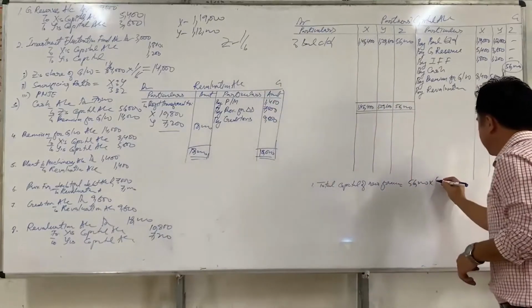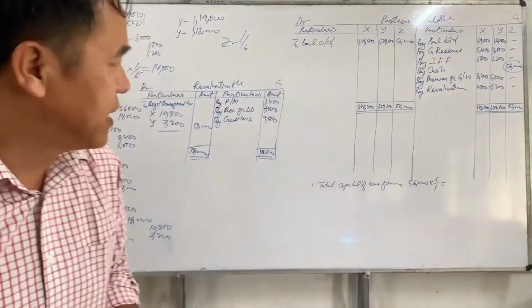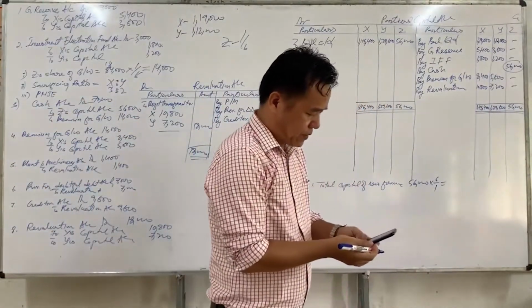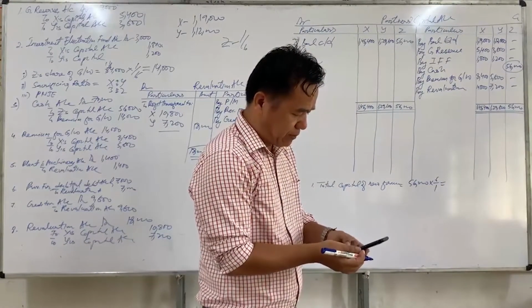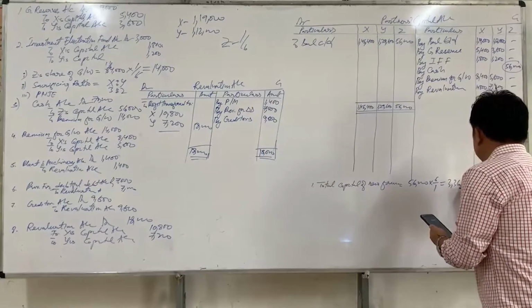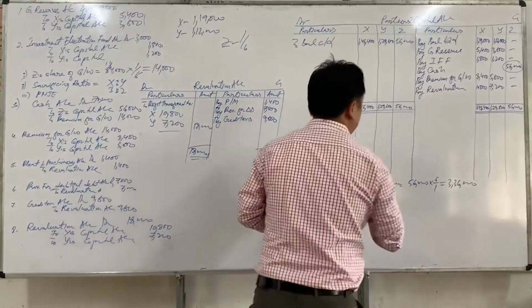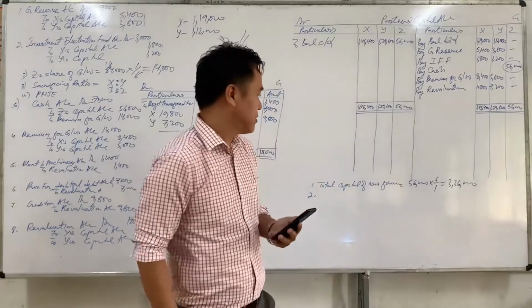It will be 6/1. So how much will we get? 56 multiplied by 6. We'll get 3,36,000. Okay. And the second step is to calculate the new profit sharing ratio of all the partners.